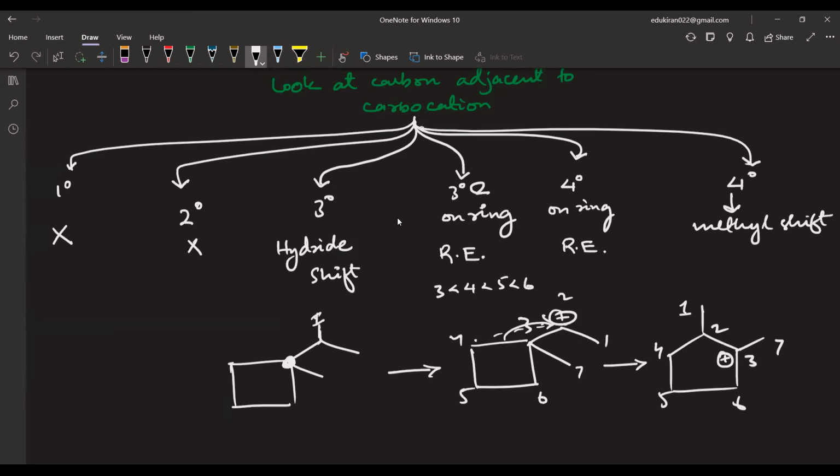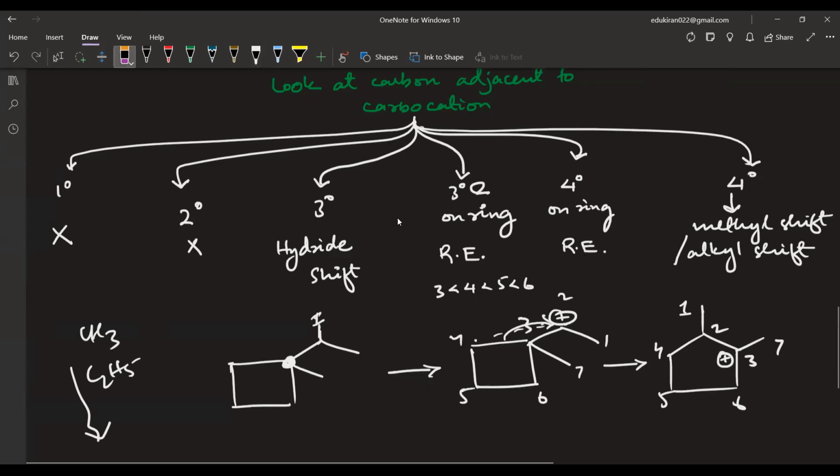And CBSE will not give you other than methyl shift. There can be other alkyl shifts also, but that is probably not going to happen. CH3 can also migrate, C2H5 can also migrate, but these cases they will not give you. They can give you at least till CH3. CBSE has never asked this type of question. Okay, fine. So just write this thing down.